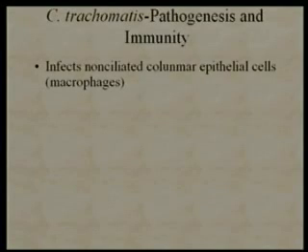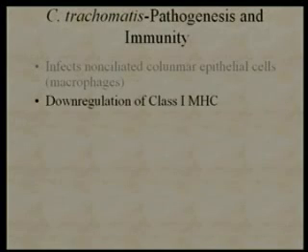All right, so the pathogenesis of these diseases: these cells, as I said, infect columnar epithelial cells, with the exception that some of them infect the macrophages as well. These are intracellular organisms, remember, and one of the things that they do is downregulate class 1 MHC. So what's going to be the consequence of that?